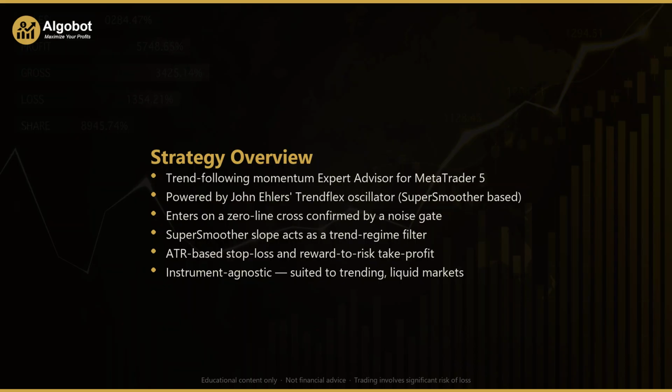Finally, the raw measurement is normalized by its own rolling strength, so the oscillator scales itself automatically across different instruments and market conditions. The strategy trades symmetrically, meaning it treats long and short opportunities with the same logic in mirror image. A trade signal begins when the Trendflex oscillator crosses the zero line, which marks the moment trend displacement flips sign. To avoid reacting to tiny, meaningless wiggles, the cross must also clear a minimum trigger level, a noise gate. On top of that, the SuperSmoother line itself must be sloping the same way, which acts as a trend regime filter, so the strategy only takes the cross that agrees with the underlying direction.